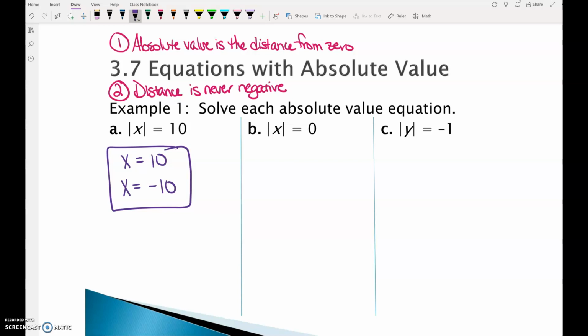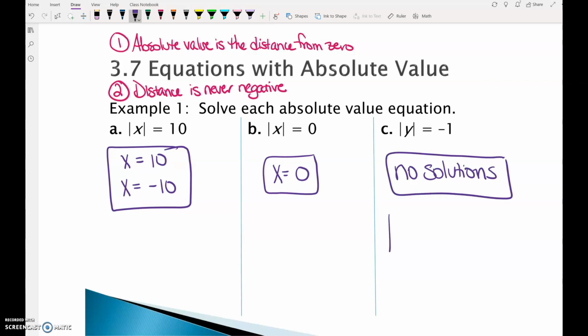For part B, where on the number line are you 0 units away from 0? At 0. Is there such thing as -0? No. So there's just one solution there. For part C, where on the number line are you -1 units from 0? What did I say in number 2? Distance is never negative. So can the absolute value of something equal a negative number? No, there are no solutions. And you may want to add to your notes that absolute value of stuff cannot equal a negative number.